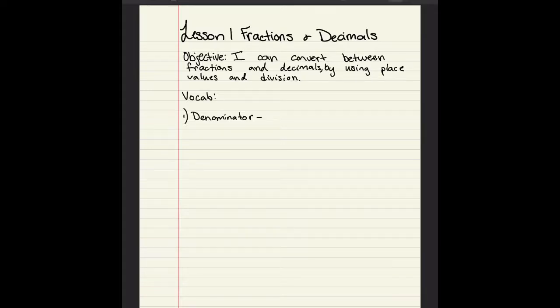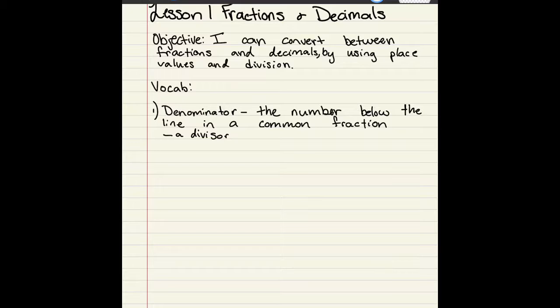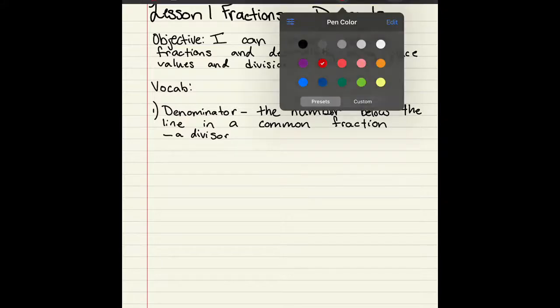We have vocab today, so we'll start with vocab word 1, which is denominator. The definition of a denominator is the number below the line in a common fraction. It's also the divisor. Remember, a fraction is basically just a division problem, so it is the divisor in a division problem.